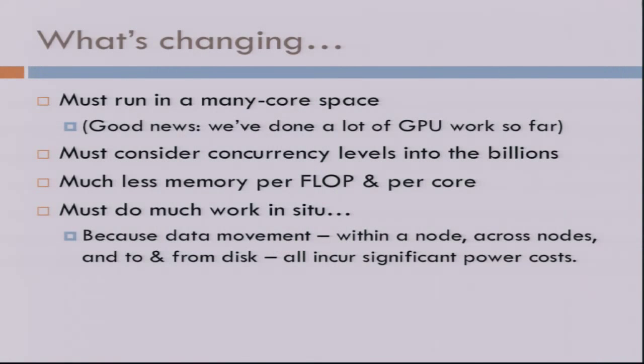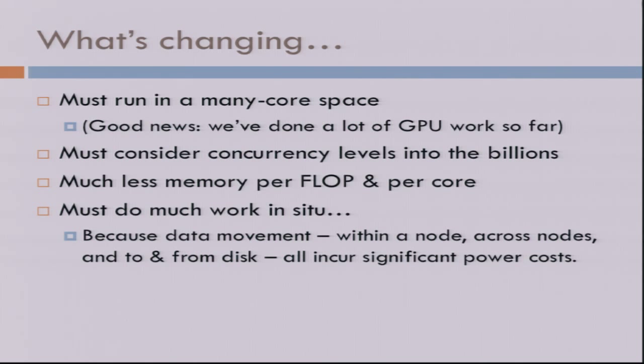So what does that mean for visualization and analysis? Well, we're going to have to run in a mini-core space. And by the way, when you talk about a multi-core machine, you're talking about something like a quad core that has 4 cores in your CPU. A mini-core machine is something that has 100 to 1,000 cores. The example today would be GPUs. And for the visualization community, good news, we've done a lot of GPU work. We haven't done a lot of parallel GPU work, but we've done a lot of GPU work. And so at least we have a sense of how to do data parallelism in the mini-core space.